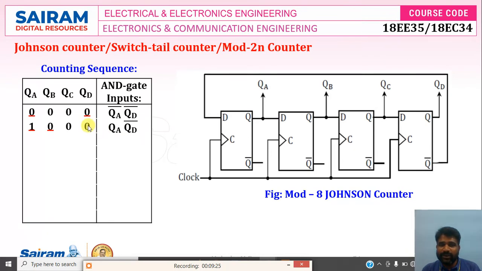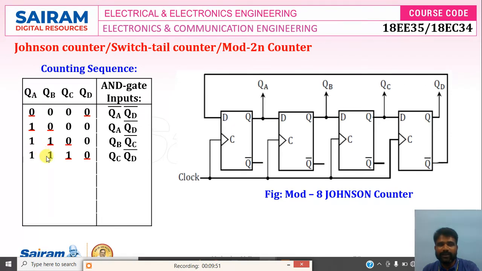And then again the last bit is 0, no? Its complement is 1 and that will be copied here, and the values get shifted. This is the new value, the complement of this, and the values are shifted. So again these two bits are used. Since it is 1, QB and QC bar. And next again 0, no? Its complement 1 will be copied here.